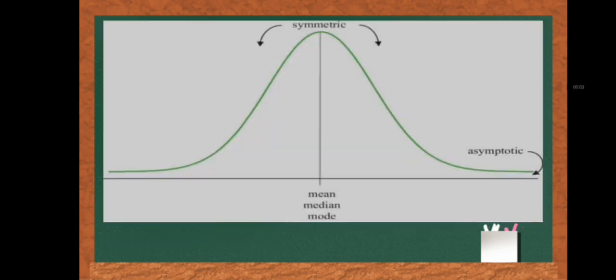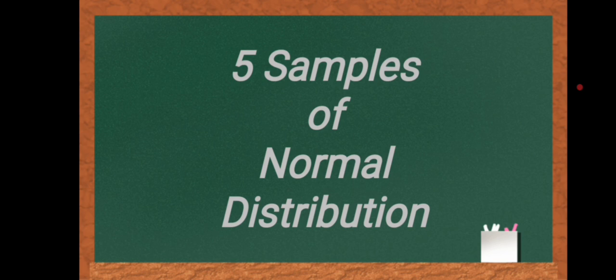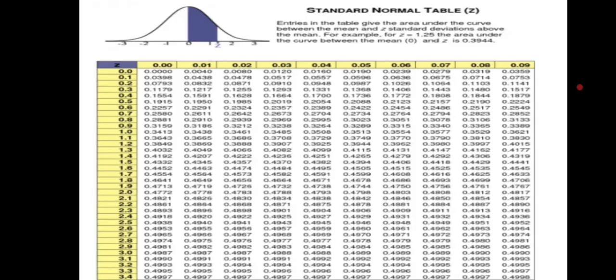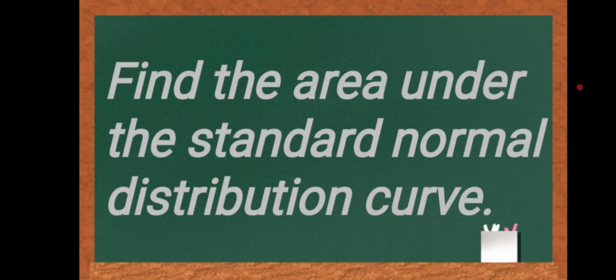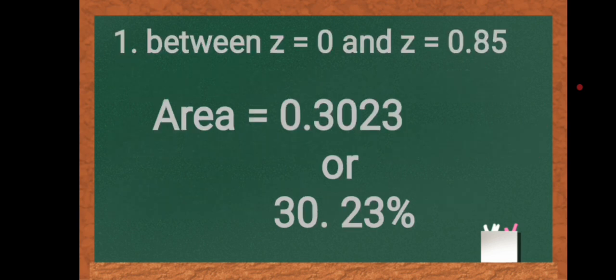Here is the figure on the said properties. Now, here are the 5 samples of normal distributions. In order to find the area between two z-scores, we can also use the z-table or standard normal table. Find the area under the standard normal distribution curve between 0 and 0.85. How did we get this?